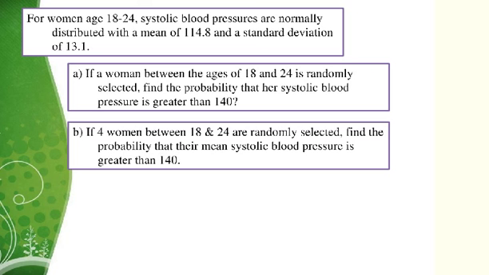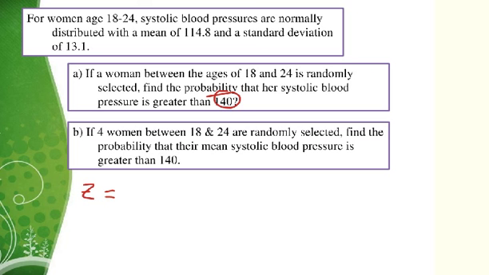So keep in mind, in Part B, we're taking a sample of 4 women and finding the mean blood pressure. So the calculations will be slightly different between Part A and Part B. So first of all, let's look at Part A. Now we need to take 140 and convert that into a z-score.